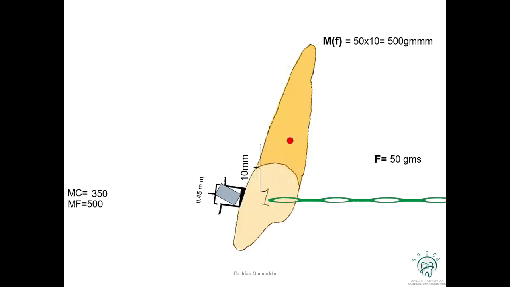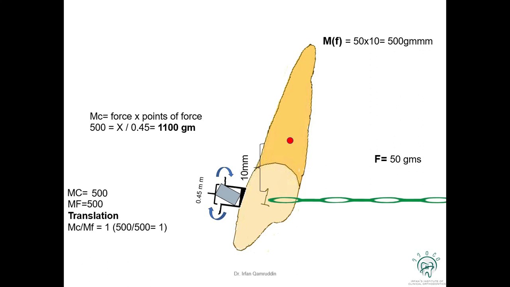Assume that you have given more twist in the wire to increase your force value, which has increased the moment of couple more. And when moment of couple is equal to moment of force, there will be translation. But the question arises here: how much force do you have to apply through this couple to achieve a moment of couple of 500 gram millimeter? The formula is the same for that.